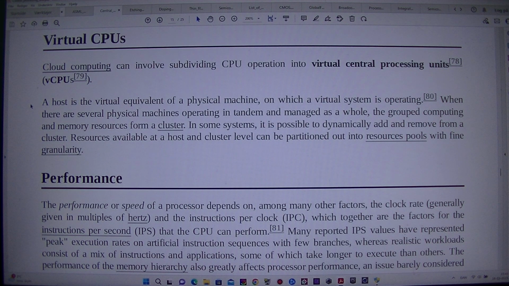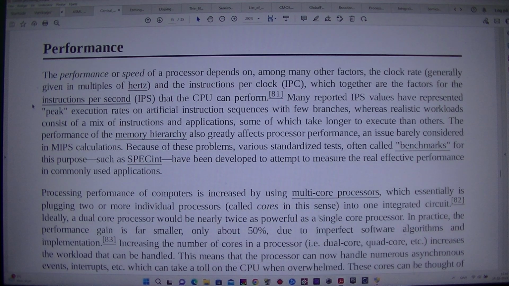Performance. The performance or speed of a processor depends on, among many other factors, the clock rate, generally given in multiples of hertz, and the instructions per clock, IPC, which together are the factors for the instructions per second, IPS, that the CPU can perform. 81. Many reported IPS values have represented peak execution rates on artificial instruction sequences with few branches, whereas realistic workloads consist of a mix of instructions and applications, some of which take longer to execute than others.